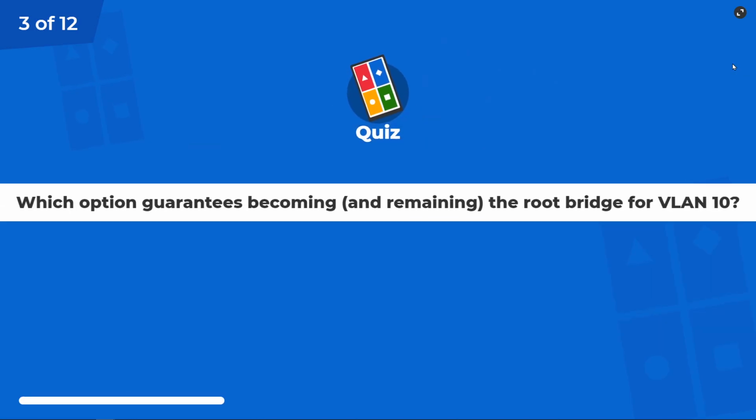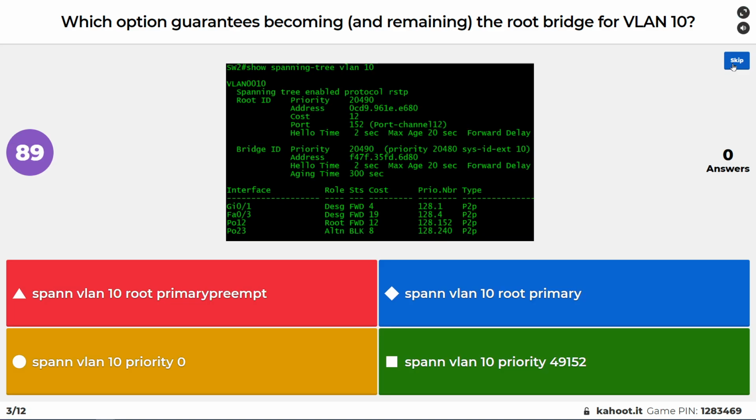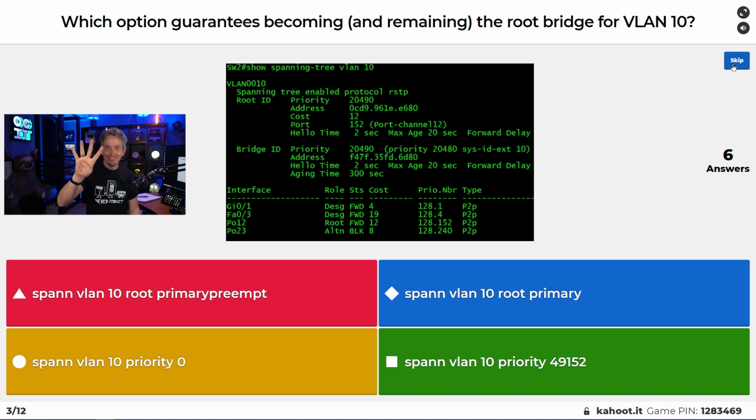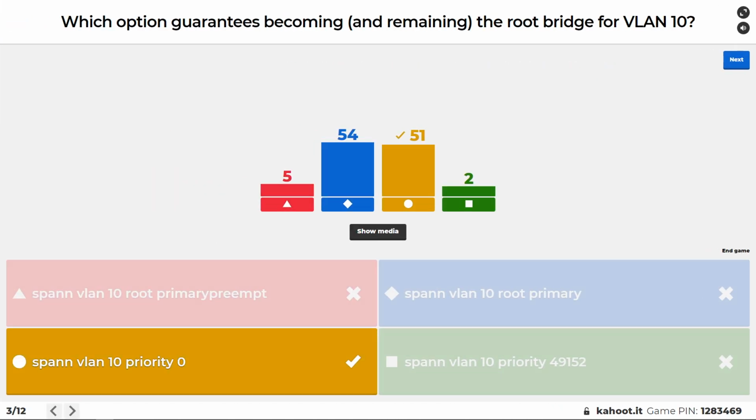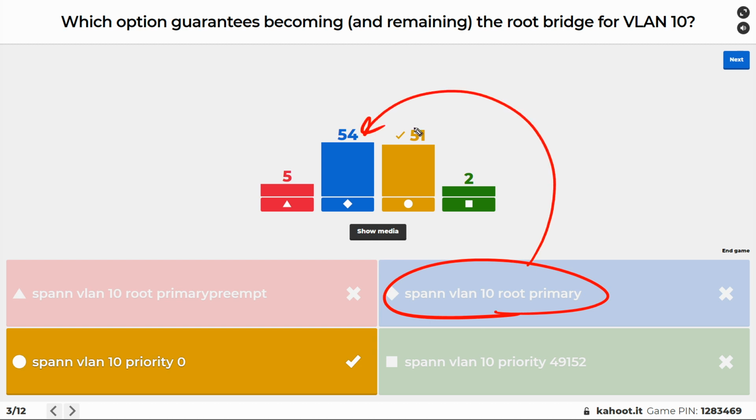All right, here's question number 3 of 12. Which option guarantees that a switch can become and remain the root bridge for VLAN 10? All right, which option guarantees becoming and remaining the root? Wow, got a lot of people on blue. All right, so this one right here, which a lot of people jumped on, that's a totally valid command.